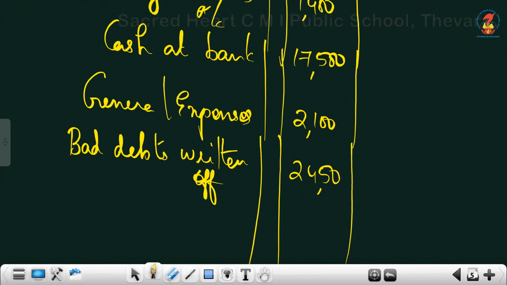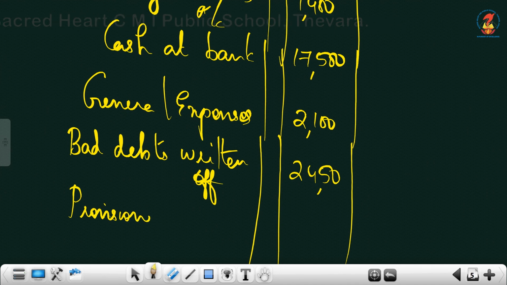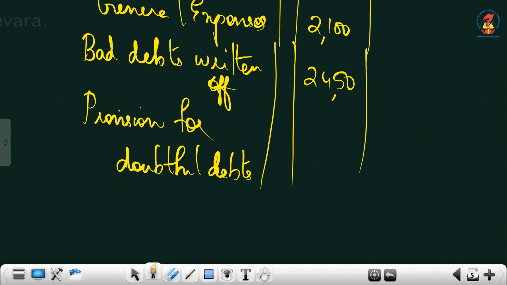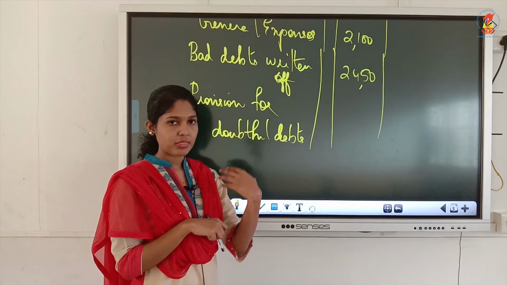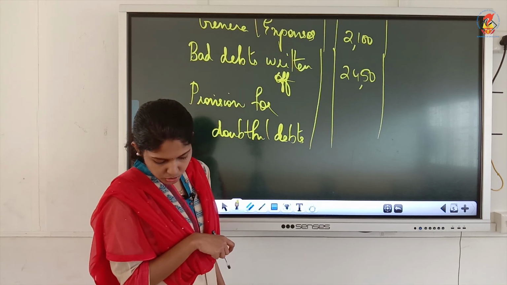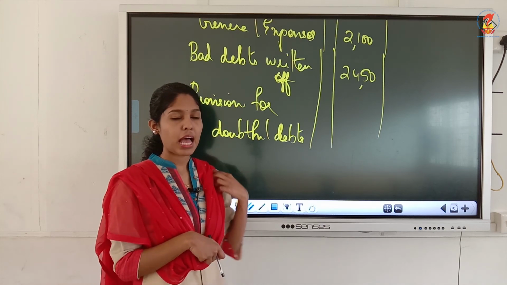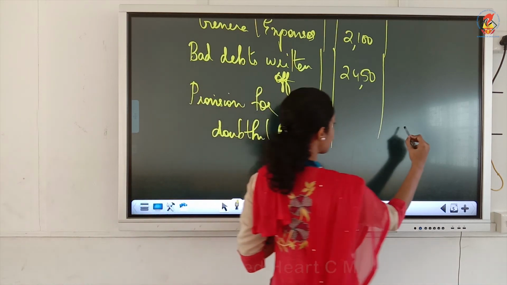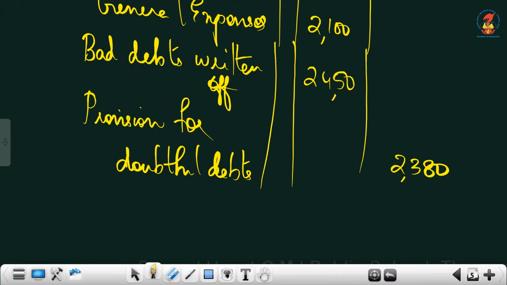Then provision for doubtful debts. Provision for doubtful debts is the same as bad debts, the other name for bad debts. Debts which are doubtful. That's called bad debts, or provision for doubtful debts. We have a doubt whether we will get the amount or not from debtors. That's why we are keeping a provision. 2,380. The basic nature of a provision is a liability. So liability is having a credit balance. So 2,380 in the credit column.